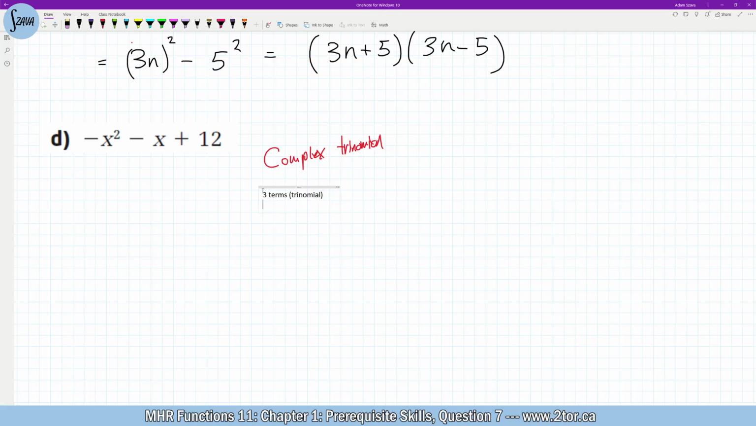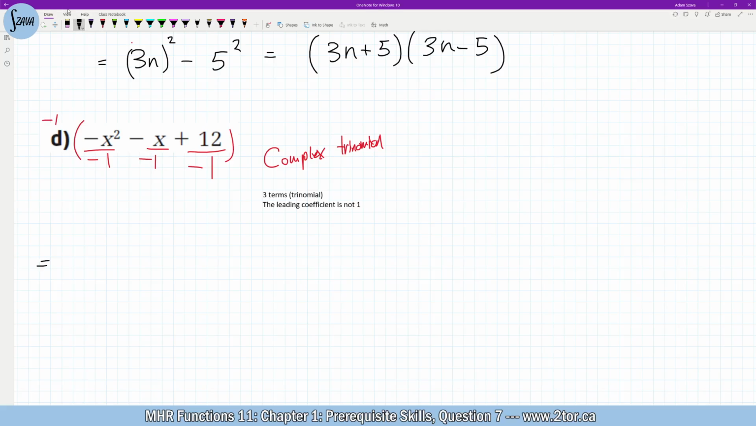But the leading coefficient is not 1. It's negative 1. Doesn't count though. So what you want to do is you want to common factor out the leading coefficient, if that's possible. If the leading coefficient is not 1, you want to try to common factor it out if you can. And you can in this case, right? Common factoring out a negative 1, that's like dividing everything by negative 1 and multiplying by negative 1 to compensate, right?